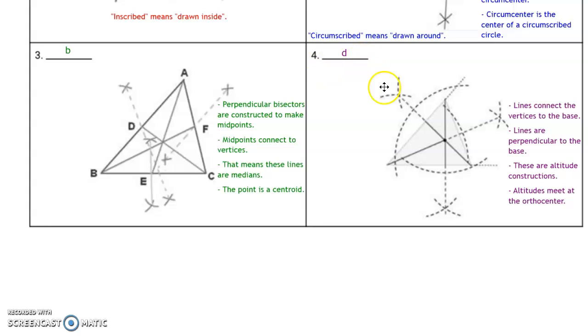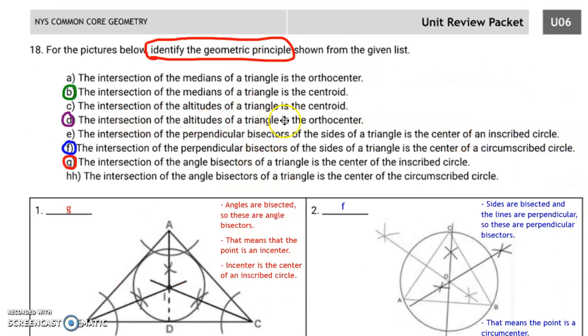And then for number 4, we can see that these are altitude constructions. They're the same altitude construction as the altitude constructions that we've done before, and altitudes meet up at the orthocenter, which means choice D. This is the orthocenter, which is the intersection of altitudes.